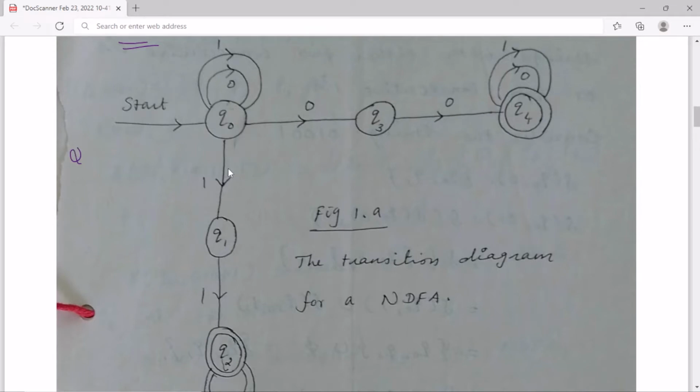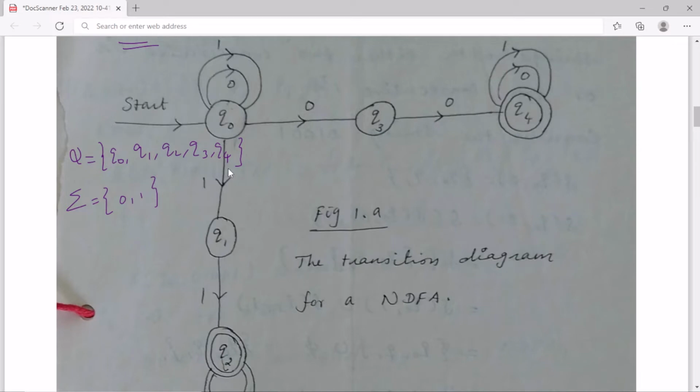What is Q? Set of states. You have Q0, Q1, Q2, Q3 and Q4. And sigma is the input alphabet. Here we have only 2 input alphabets, 1 and 0. Q, sigma and delta. So I am going to write down the states here.